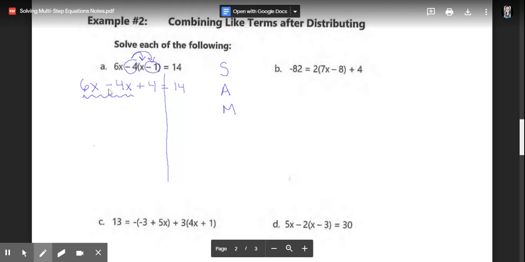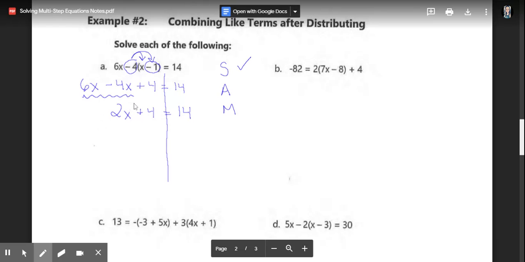So 6x minus 4x is 2x. The +4 can't combine with anything. This line that we draw at the very beginning is like a wall, and we can't cross the wall until we actually start solving, so I just have to bring down that +4, equals the 14. That's as simplified as this equation is going to get. I've distributed, I've combined like terms, that's simplified. So step 1 is done.